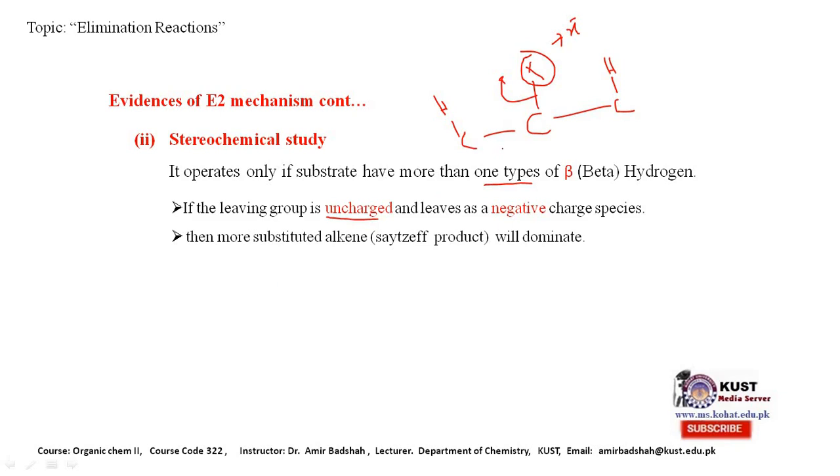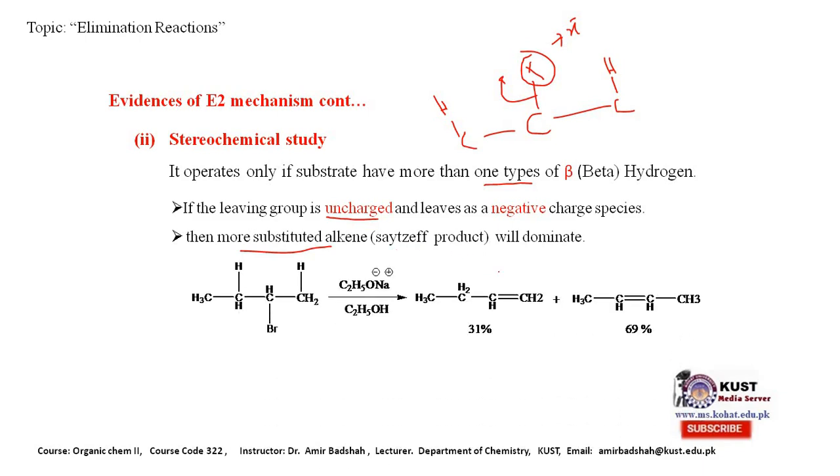Then in that case, which hydrogen will be eliminated? That hydrogen will be eliminated which results in the more substituted alkene, which is also called the Saytzeff product. That product will dominate. For example, it has been shown here that this is an uncharged leaving group.